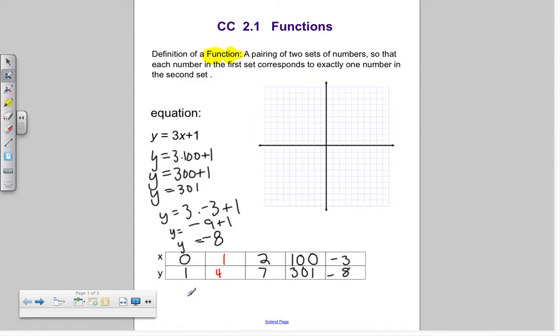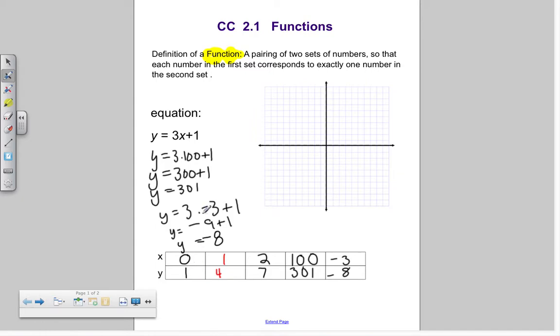So what you should do is come up with a different way to show it. How about a picture on a graph? Oh, and before I show you the picture, let's go back to the definition. A pairing of two sets of numbers, okay? My one set of numbers is my x, my second set is my y, and I'm pairing them up so that they satisfy this equation. Then this says, so that each number in the first set corresponds to exactly one number in the second set. That means 0 only has one number that it works with in order to satisfy that equation. We'll talk about scenarios where it is not a function, but not today.